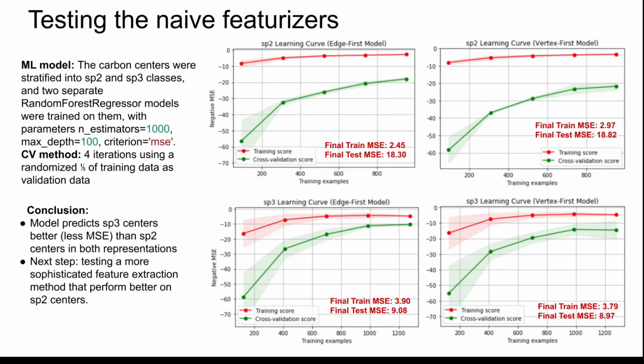As we can see on the right, the model predicts sp3 centers better than sp2 centers in both vertex-first and edge-first representations, but it does relatively poorly on sp2 carbon centers. So the next step will be to test a more sophisticated feature extraction method that performs better on sp2 centers.